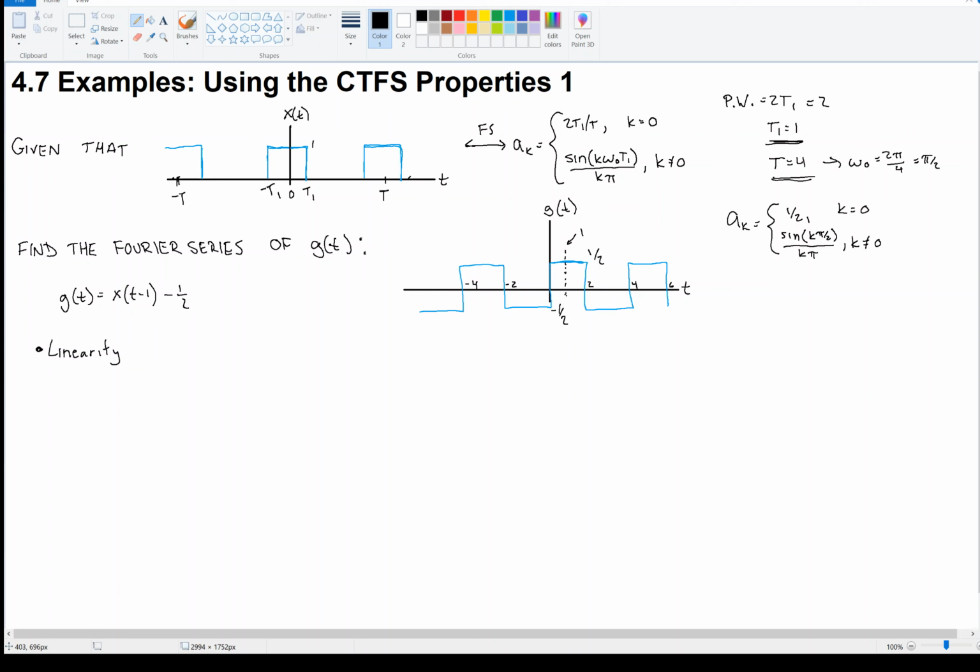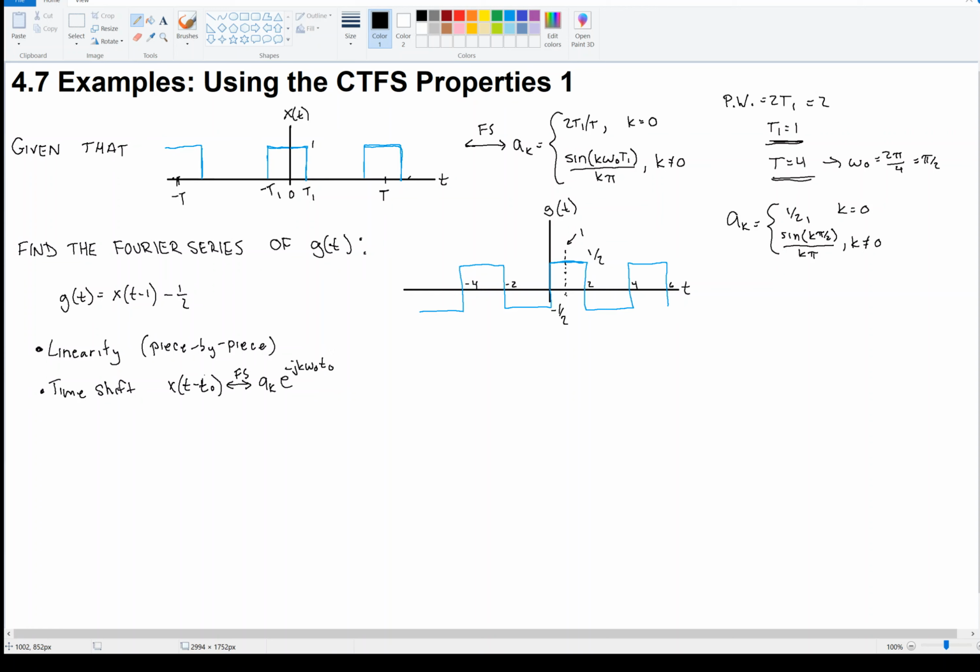Well, we're going to use the Timeshift property. I'm just going to write by linearity piece by piece, just to remind us how we're using it. Then we're going to use the Timeshift property. And remember, the Timeshift property says that x of t minus 1, or I guess we'll write it as x of t minus t0, has Fourier series coefficients ak, so the originals, times e to the minus j k omega 0 t0.